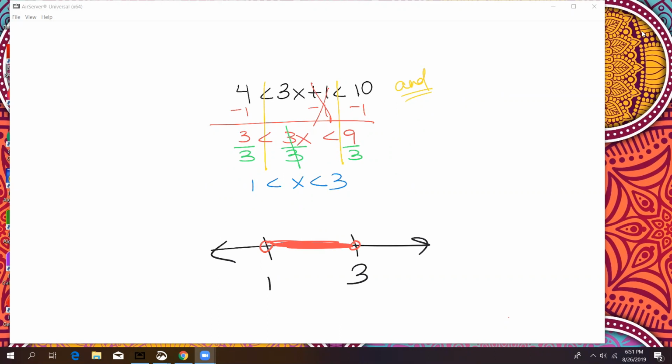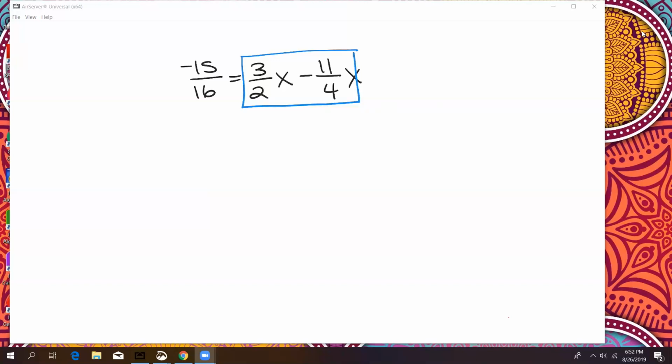All right, let's do a fraction one. All right, let's say we have negative 15 over 16 equals 3 over 2x minus 11 over 4x. Okay. Did I do that right? Yeah. Okay. So first of all, to do this one, we need to simplify this side. We need to combine like terms because they have a variable attached to them. So I'm actually going to write it this way just because I don't like the vertical. So okay, so let's say 3 over 2x minus, actually I'm going to do this. Let's just say 3 over 2 minus 11 over 4, because really that's what we're looking at, right?